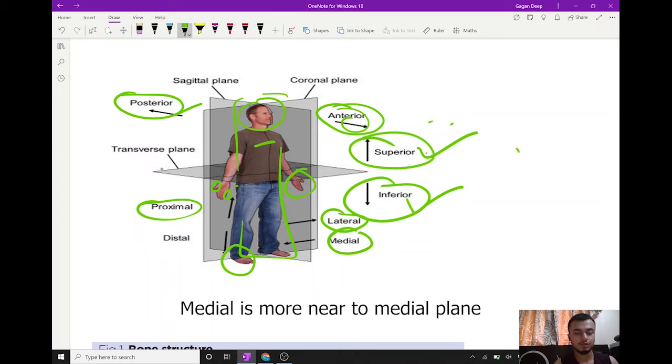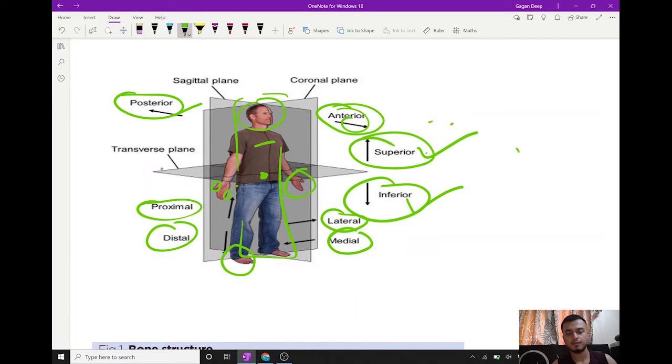Now, what is proximal and distal? Proximal: if we take a center of the human body right over here, we are taking the umbilical, where the umbilical cord is attached basically. This is not recommended scientifically, but for just learning purposes you can understand by taking it from here. Now, anything that is close to it is proximal, anything that is far away from it is distal.